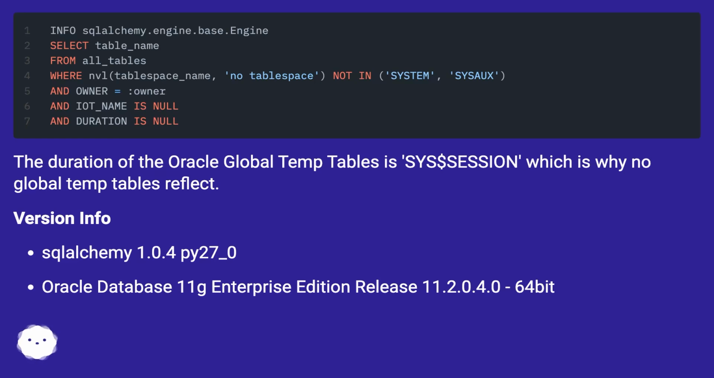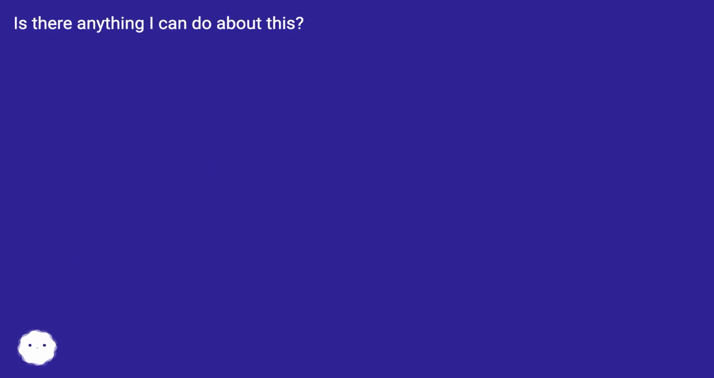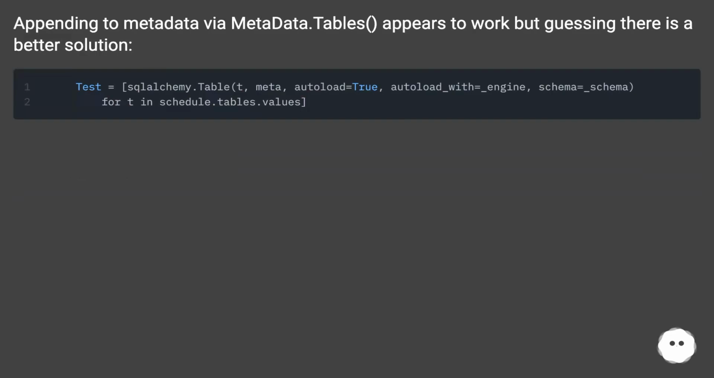Version info: SQLAlchemy 1.0.4py27_0. Oracle Database 11G Enterprise Edition Release 11.2.0.4.0, 64-bit. Is there anything I can do about this? Appending to metadata via metadata.tables appears to work, but I'm guessing there is a better solution.